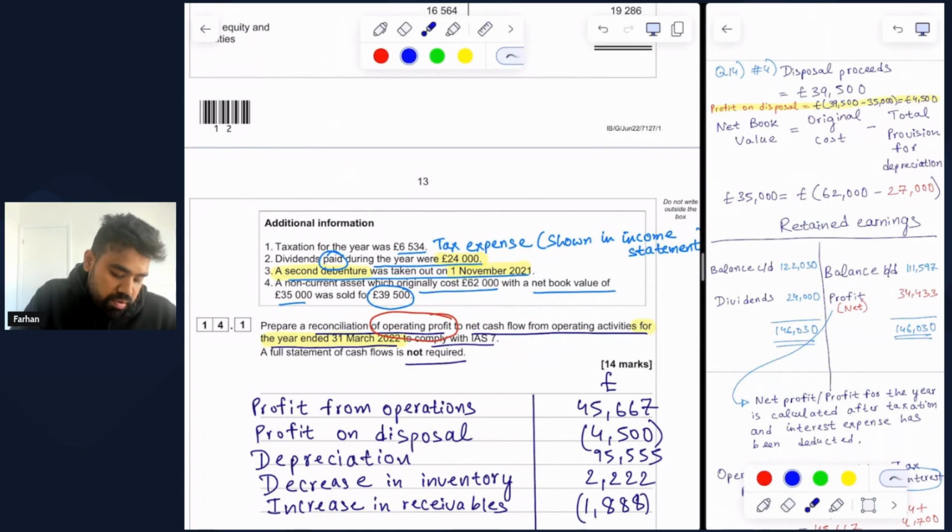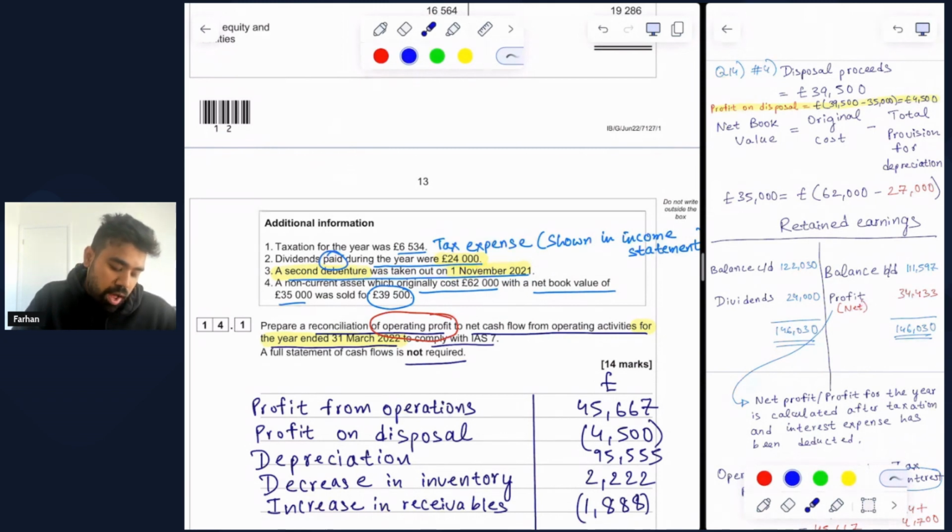Taxation for the year was £6,534. This is what we refer to as the tax expense and is shown normally when you prepare the income statement. That is where this amount should go. Then we have amounts for dividends that have been paid during the year, which is £24,000. We know that a second debenture was taken out on 1 November 2021. Now, debenture is a fancy word for long-term loans that our company has.